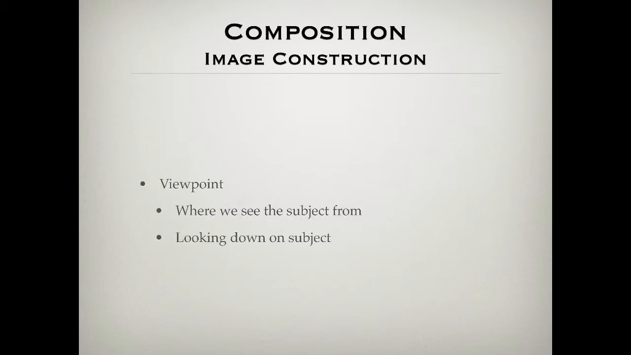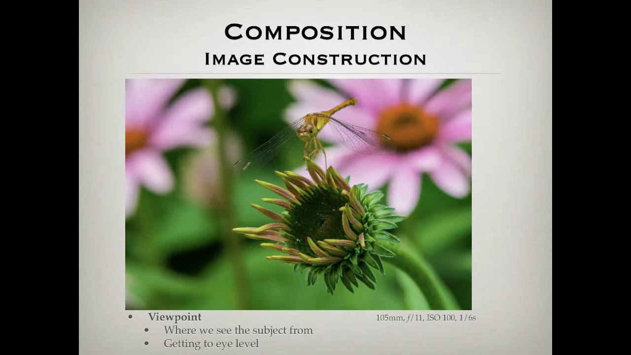Perspective versus viewpoint. So viewpoint is where we see the subject from. I mean, do we look at the subject from above or down or to the side? Here's an example of a dragonfly on the end of a flower. In this photograph, the idea is that we get down on the same level as the dragonfly. If we were shooting from the side or above or something else, it's going to change the viewpoint. So often getting to eye level helps with bringing you into that photograph and engaging you with the subject.